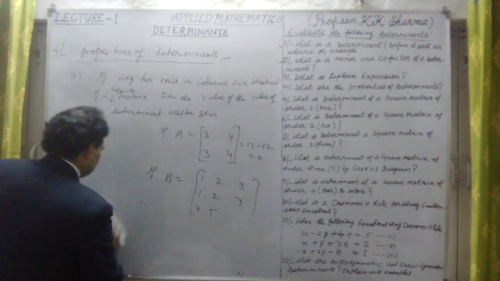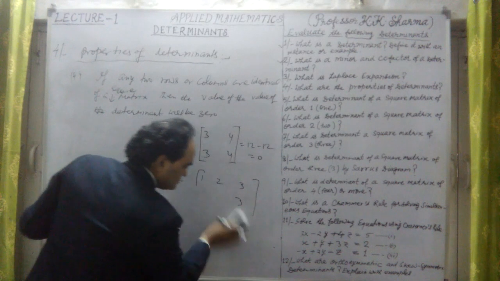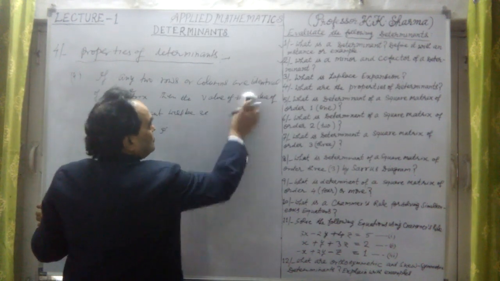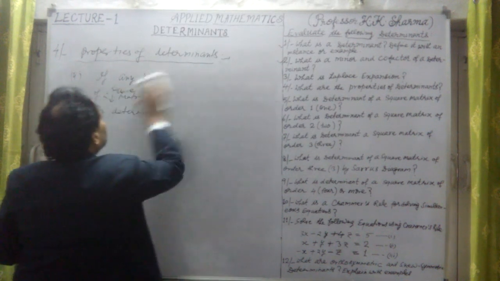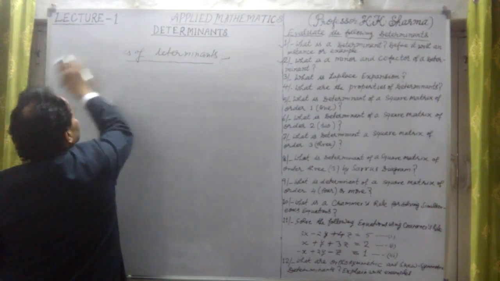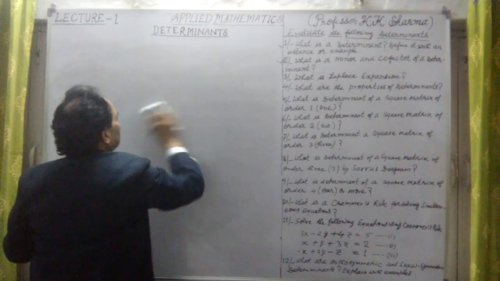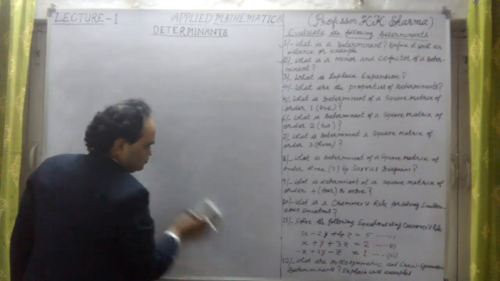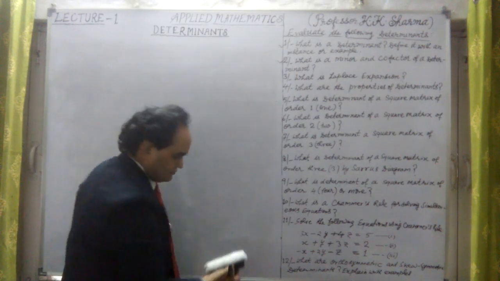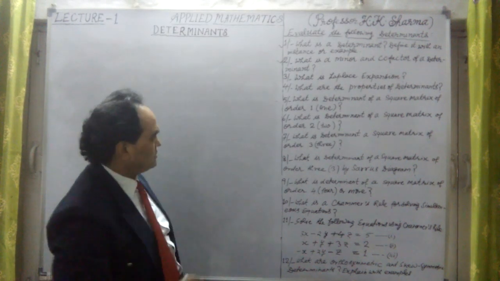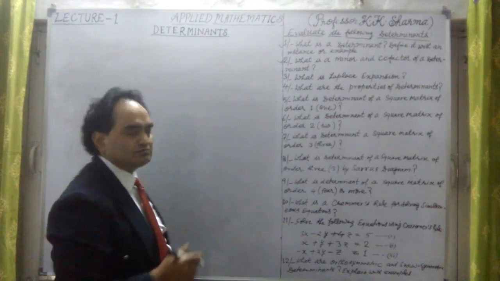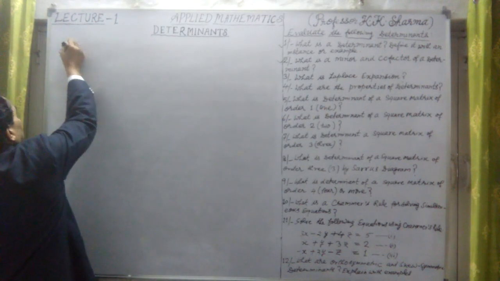Let me take question number 5. What is the determinant value of order 1? Determinant of the order 1. What is the value of that determinant? How is that value calculated? Now it says, what is the determinant of a square matrix of order 1? This is question number 5.